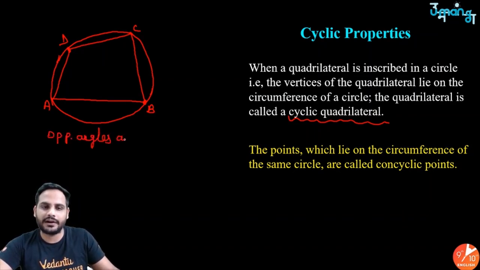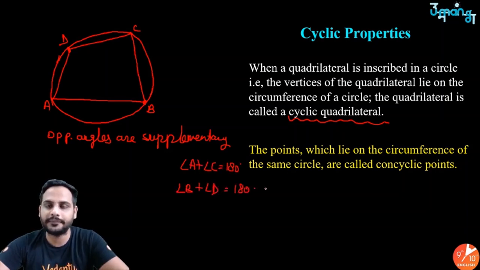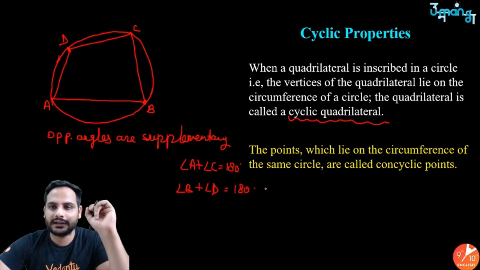In a cyclic quadrilateral, opposite angles are supplementary. Supplementary means the sum is equal to what? 180 degrees. So angle A plus angle C will be equal to 180 degrees. Angle B plus angle D will also be equal to 180 degrees. Got it? This is the property that we have learned.